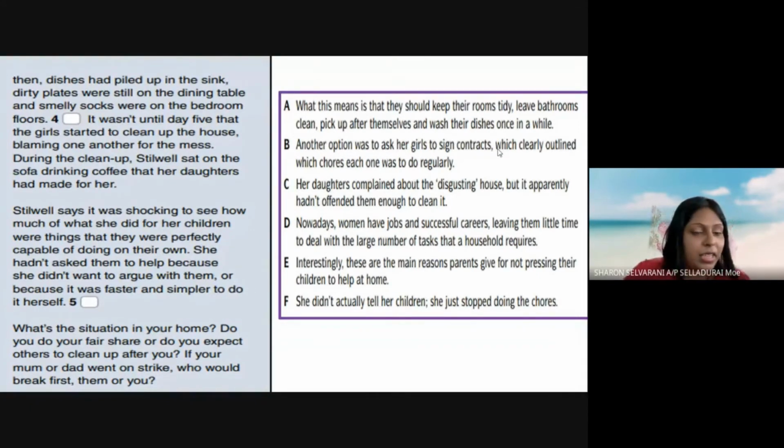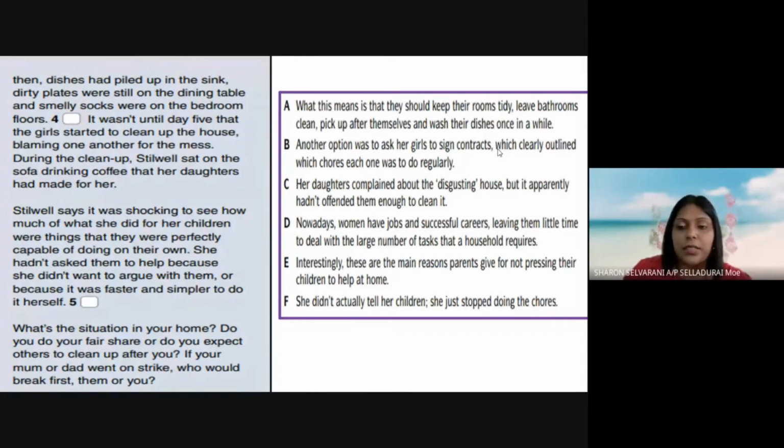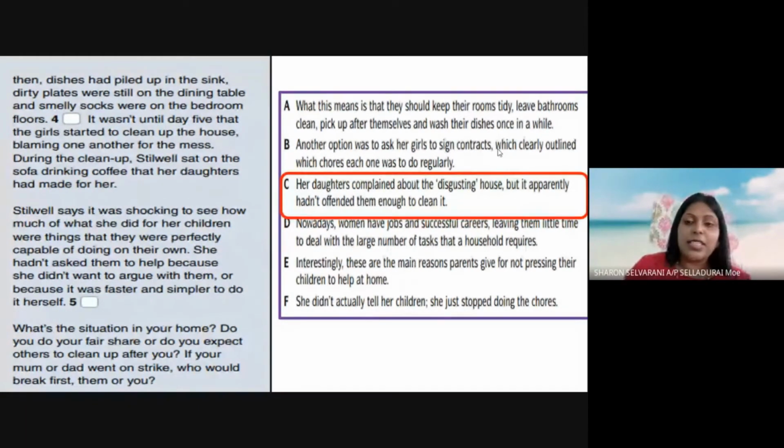Okay, so any other answers? C. Okay, let's just check the answer. Okay, so the answer is C. Okay, so let's look at paragraph 5, the last one.